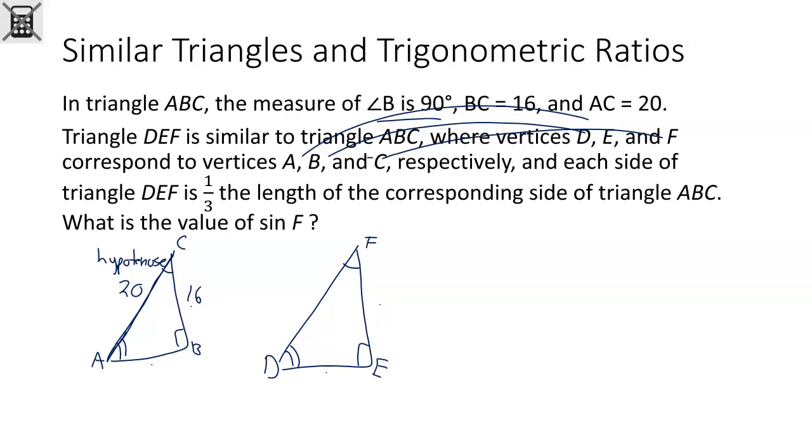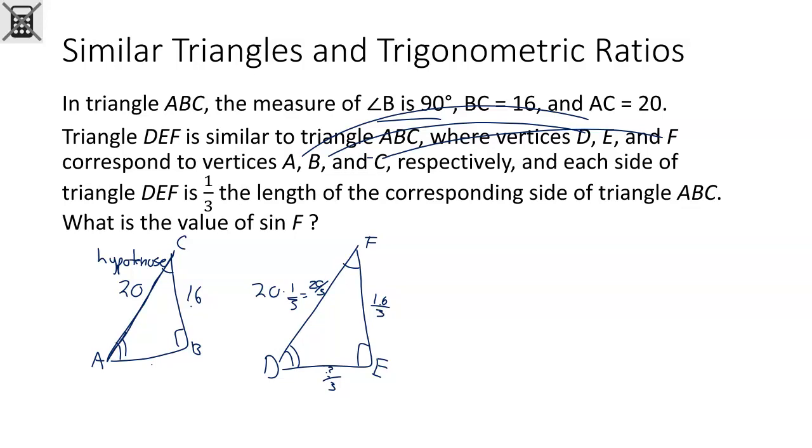Each side of triangle DEF is 1/3 the length of the corresponding side of triangle ABC. Okay? So if I wanted to, I could find the measure of the hypotenuse by multiplying by 1/3. And this side is 20/3, this one is 16/3, and this will be some measure divided by 3. But I really don't need to know that. That doesn't really matter. Okay?